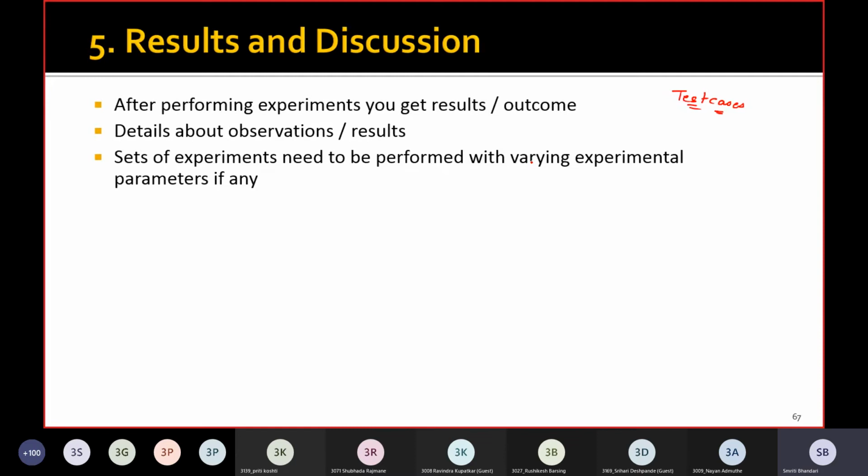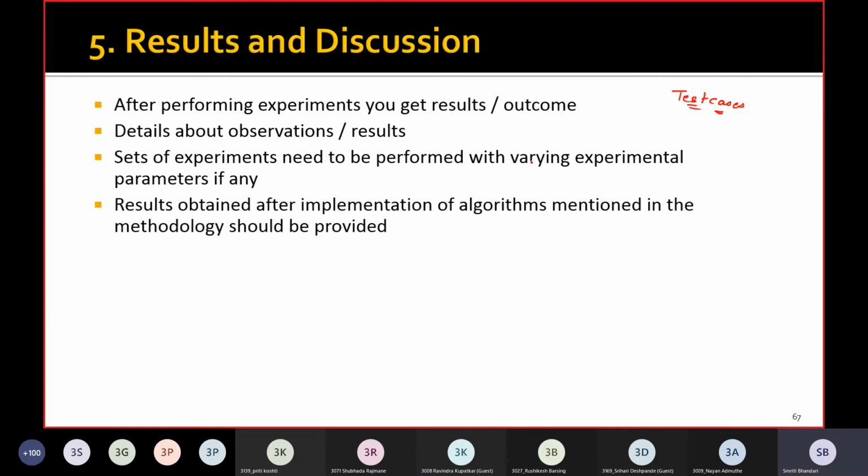So you should talk about the test cases. You should talk about the various experiments that you are performing. You should talk about the observations, results, and outcomes of your experiments.